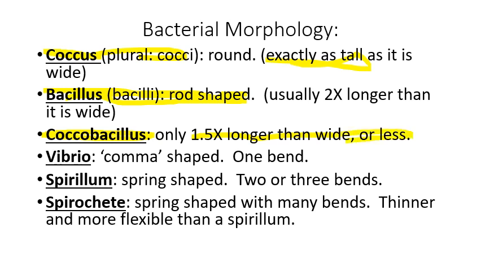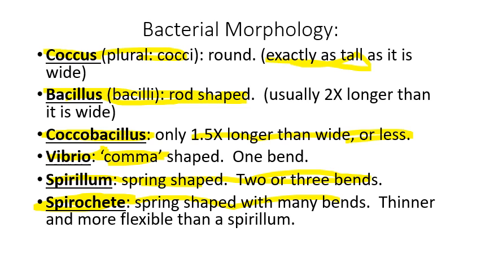So they're not round, they're not as wide as they are tall. They are slightly bigger in one dimension than the other. But they're not really long enough in one dimension to be classified as a bacillus, so we call those coccobacilli. A vibrio is a bacterium shaped like a comma. A spirillum is shaped like a spring, but it's usually fairly thick and has 2 or 3 bends at the most. And a spirochete is spring-shaped that is very thin, very flexible, and has many bends.